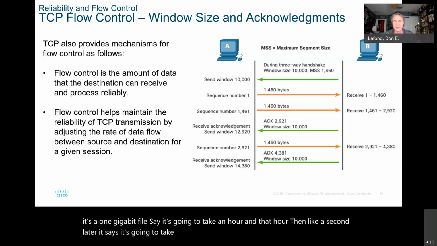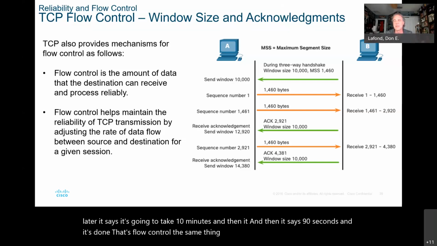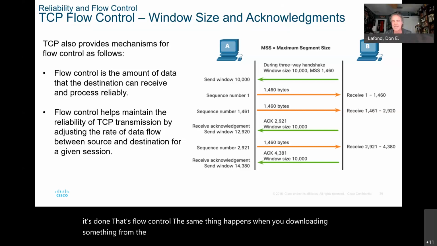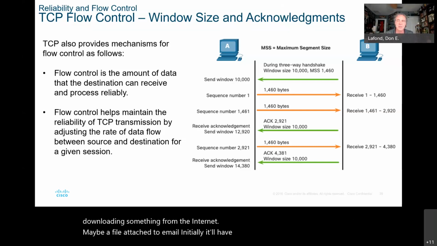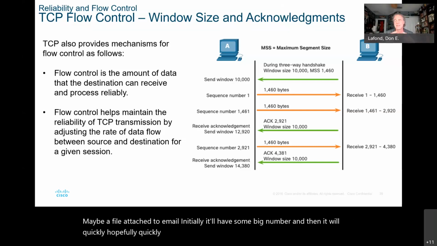And then it says 90 seconds and it's done. That's flow control. The same thing happens when you're downloading something from the internet, maybe a file attached to email. Initially, it'll have some big number, and then it will hopefully quickly lower once it realizes that it can expand the MTU, the window size, to a bigger size, and then send more data at one time.